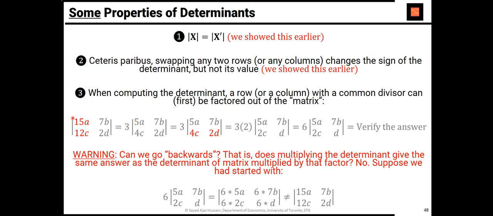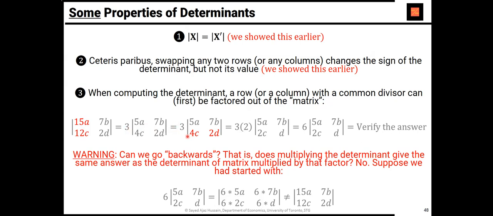3 times 5 is 15, 3 times 4 is 12. But you have to remember that I can do this because I'm pulling out of one column, not both columns. So I didn't extract the multiplicative factor 3 out of here. Right? So be careful. Okay?